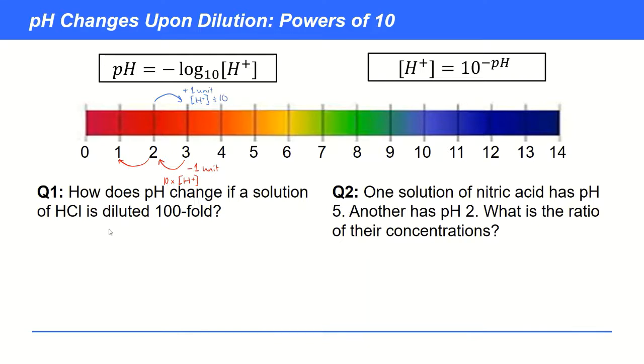So if we've got a situation where a solution of HCl is diluted 100-fold, then that's the equivalent of 10 times 10. In other words, we've got a dilution factor of 100, so we are diluting by 10 twice, and so we're going to increase by 2 units.